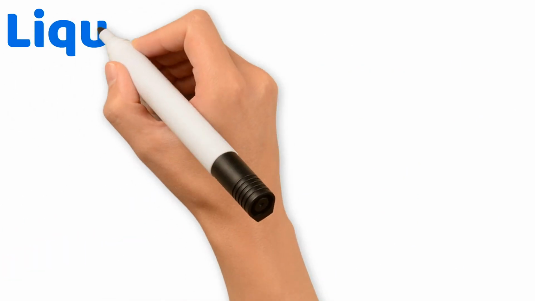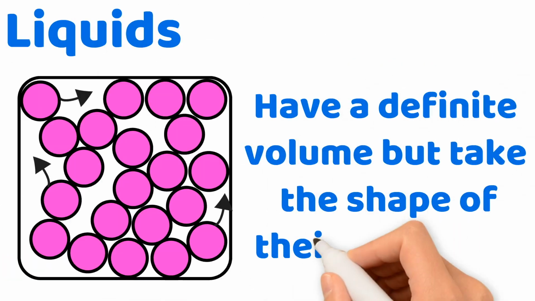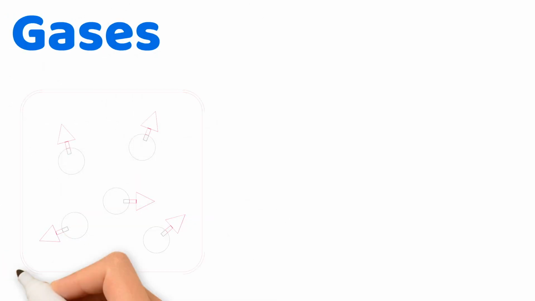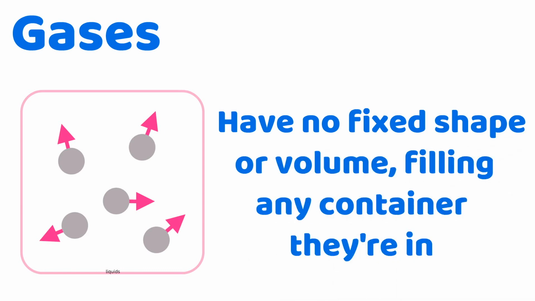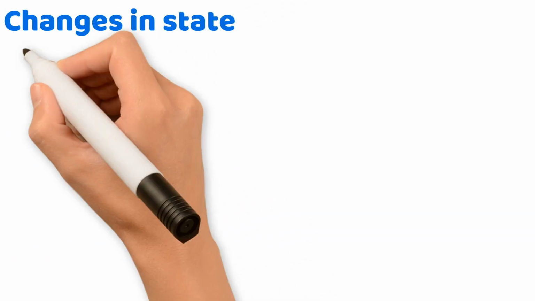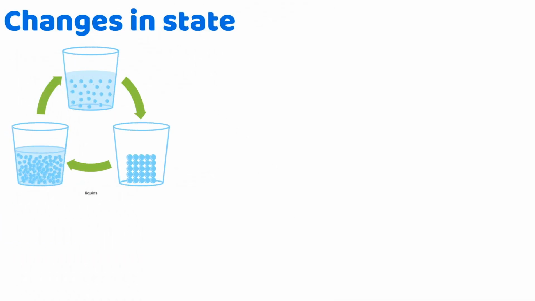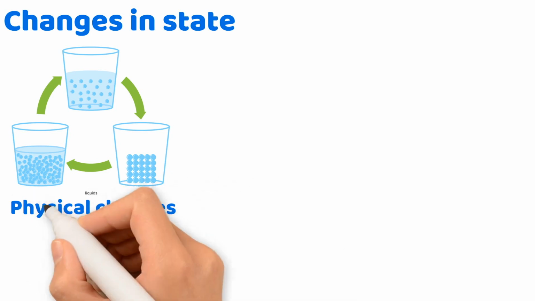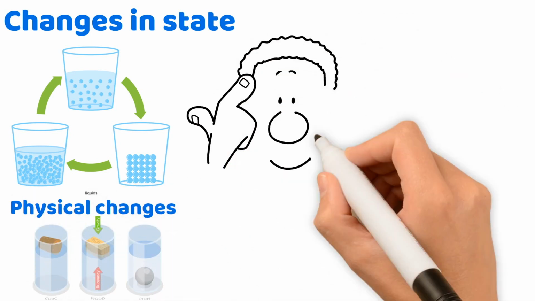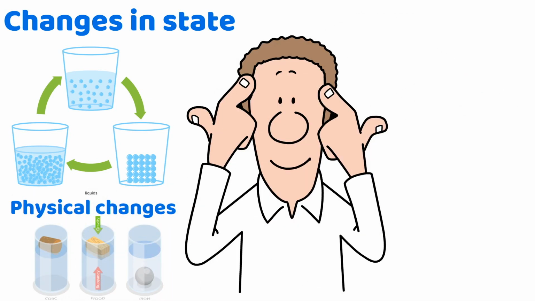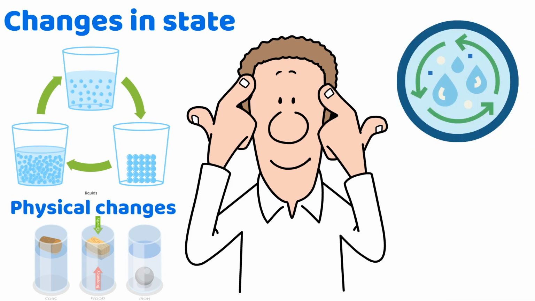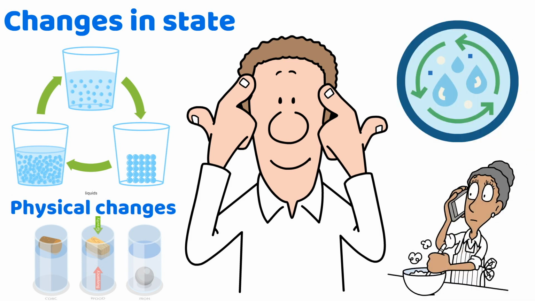Liquids have a definite volume but take the shape of their container. Gases have no fixed shape or volume, filling any container they're in. Changes in state, such as melting, freezing, and vaporization, are physical changes that affect matter's density and volume. Understanding these processes is key to explaining natural phenomena like the water cycle and everyday processes like cooking.